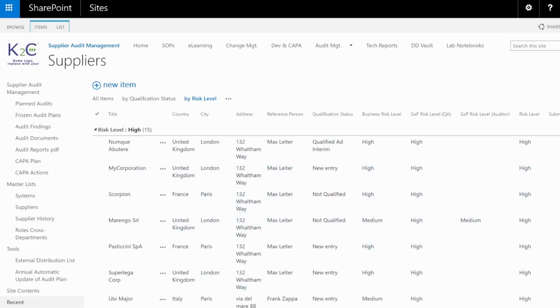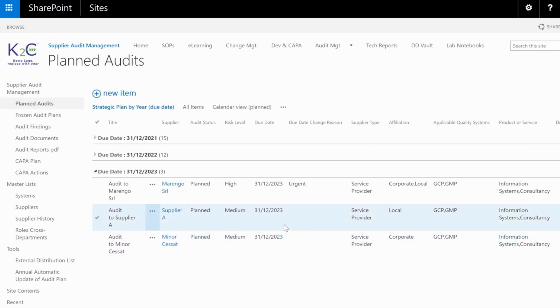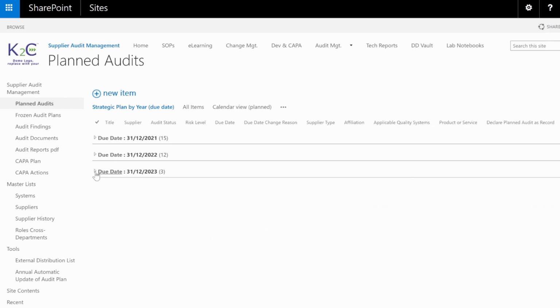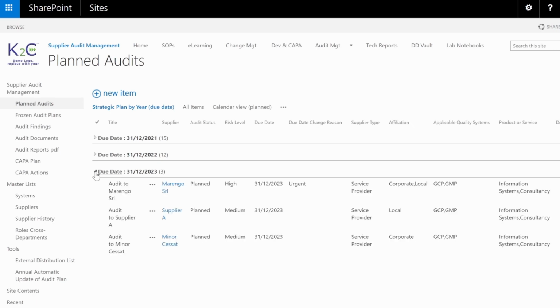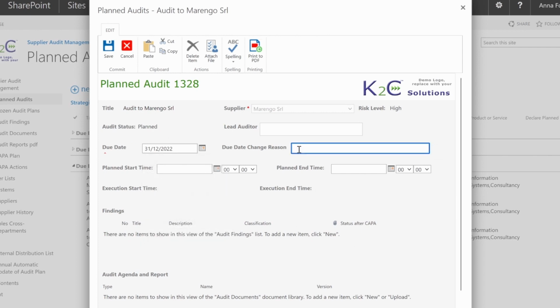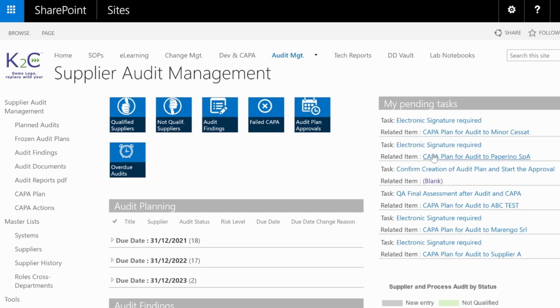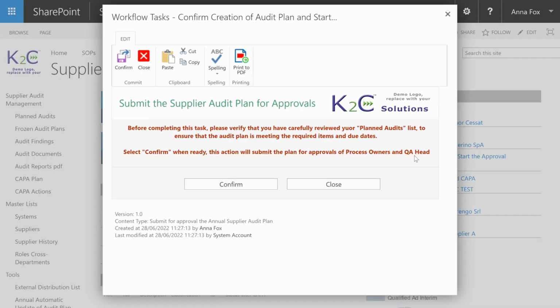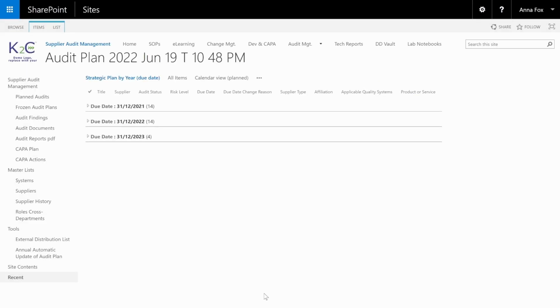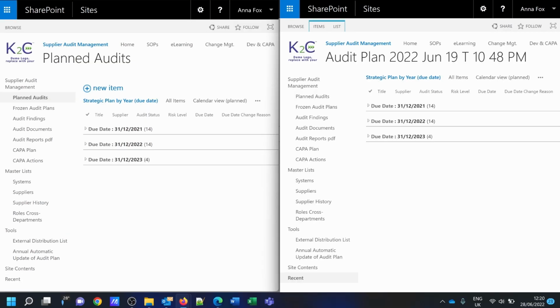The solution defines the plan from the current or from the next year, considering our budget or limited capabilities to perform a given number of audits per year, for instance 15. Therefore, the solution will allocate 15 audits per year, giving priority or due date to the more critical suppliers. Due date can be changed, providing a justification, and when ready, the plan can be submitted for approval of outstanding process owners and, of course, of QA heads. The approved plan is frozen and can be compared later on with the current status of executed audits.